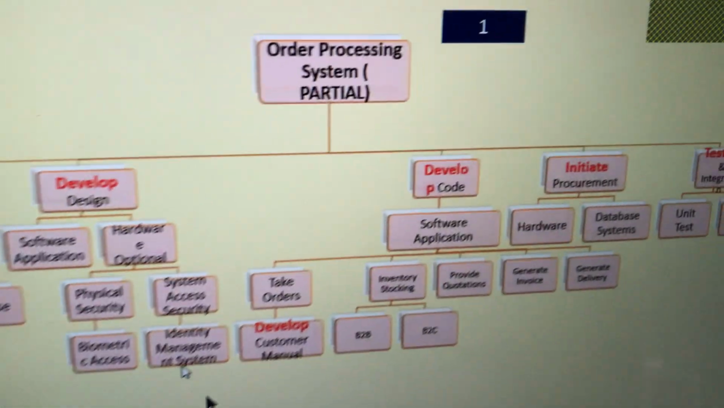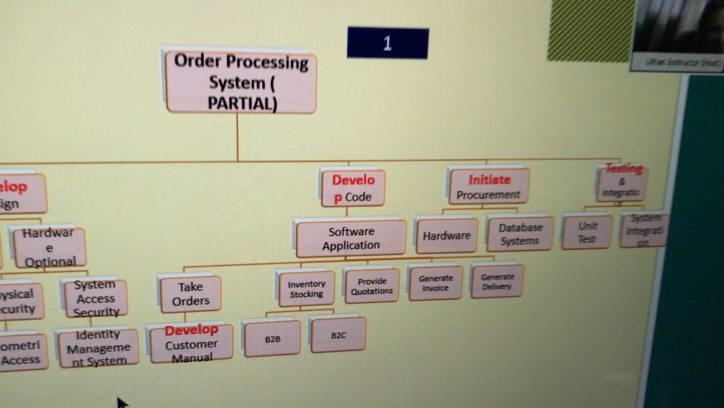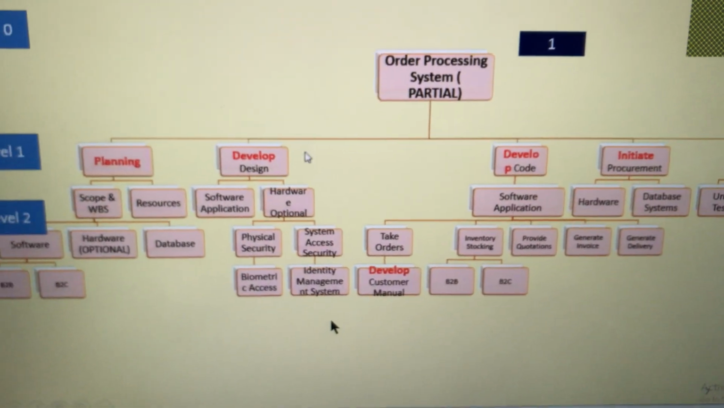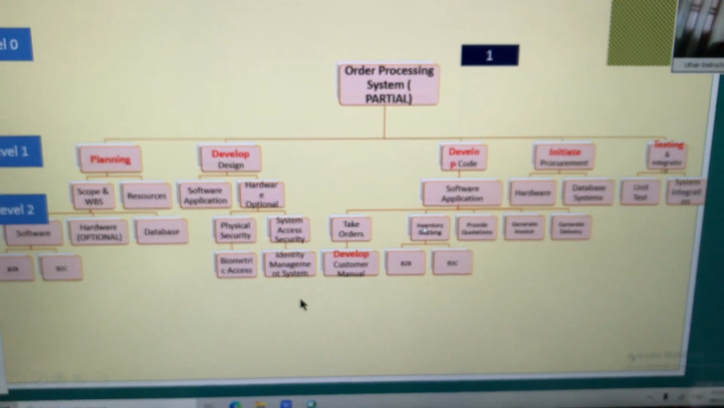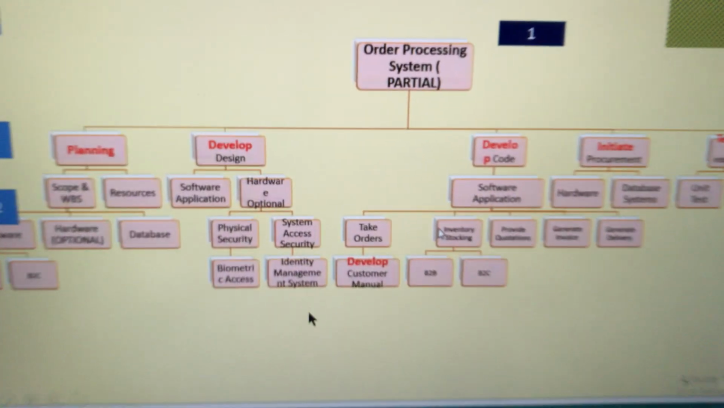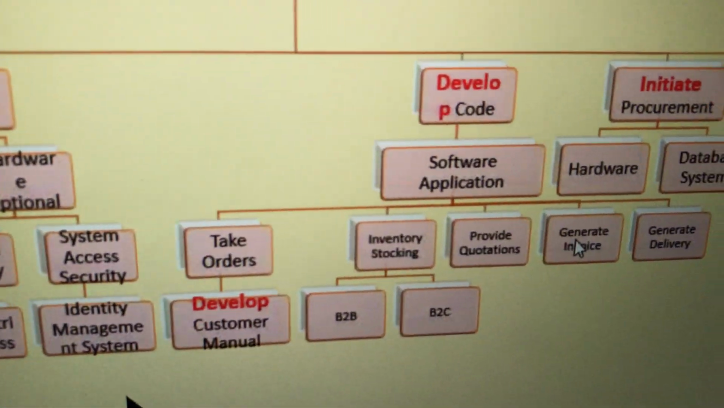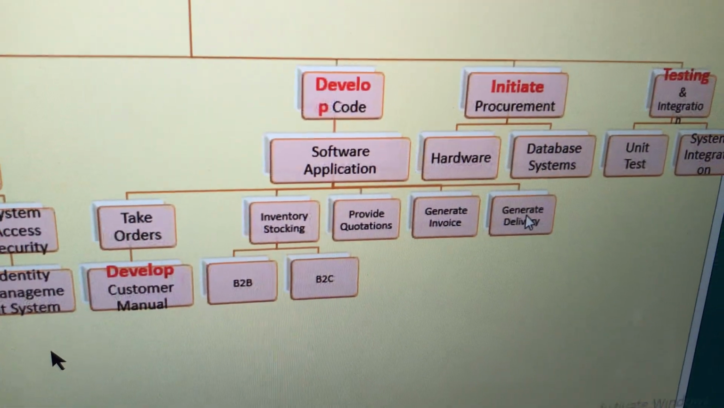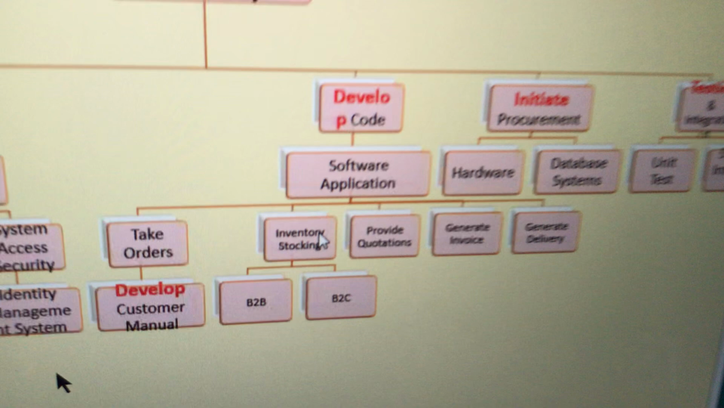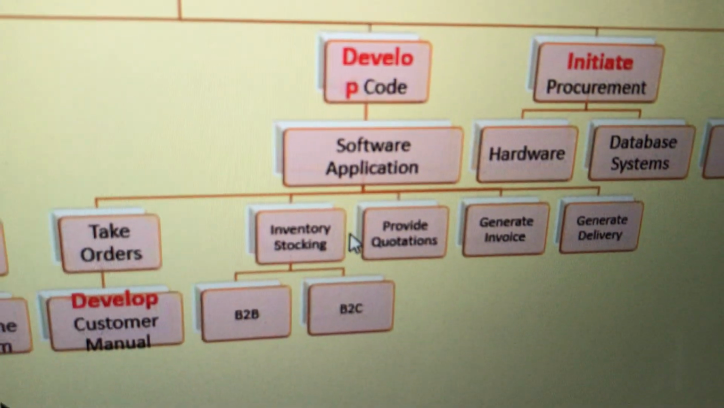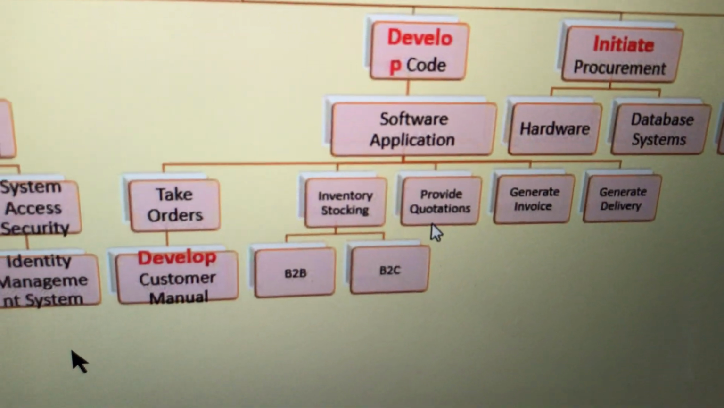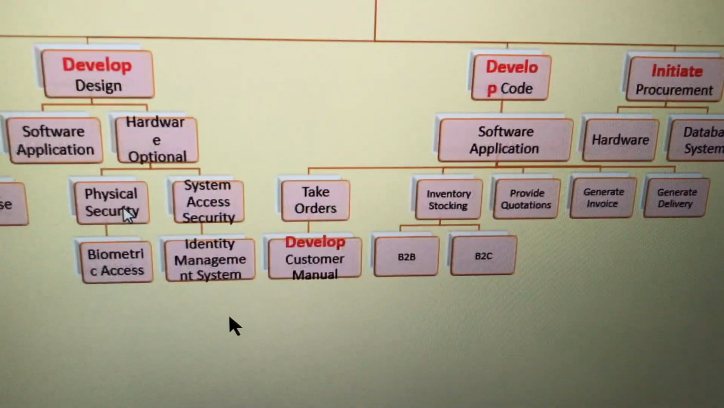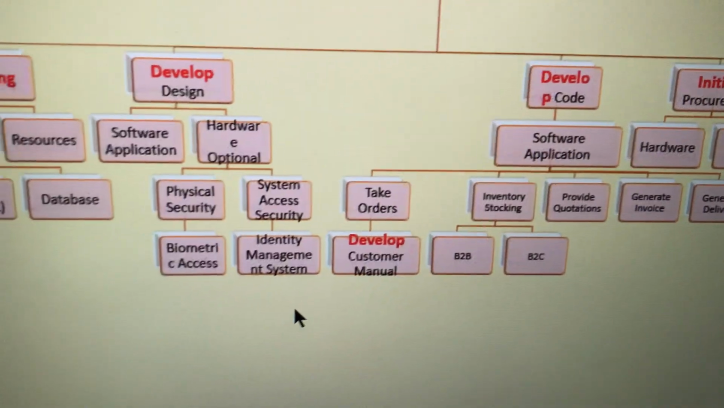Now, I didn't change any of these developed design. From my original example, I left it there. I just wanted you to understand where inventory stocking, provide quotations, generate invoice, generate delivery, which are given in a question, fit. I want you to be able to relate to the question. That's why I have put it under software application and the developed code. This can come under developed design. This child level can come under developed design. It can also come under planning.